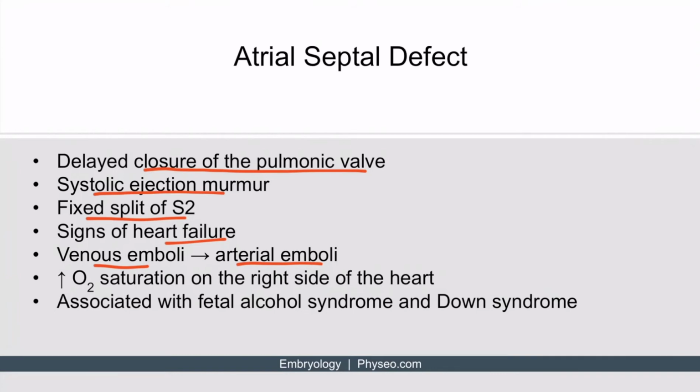Just like with VSDs, the oxygen saturation on the right side of the heart goes up as oxygenated blood from the left side of the heart travels to the right side of the heart. So they'll have increased O2 saturation. Finally, ASDs are associated with fetal alcohol syndrome and Down syndrome.